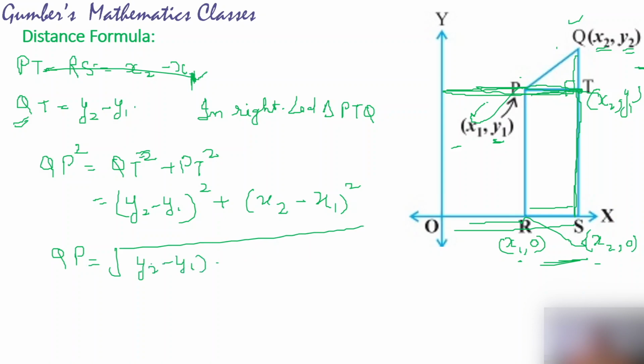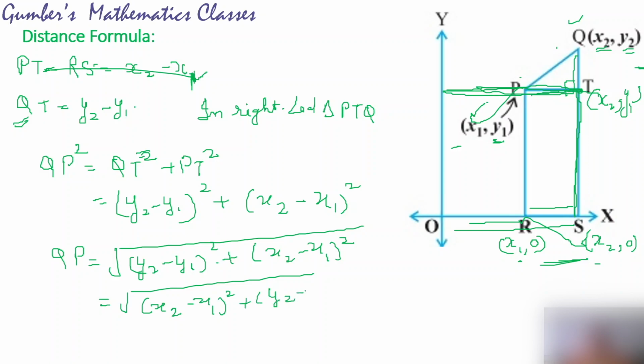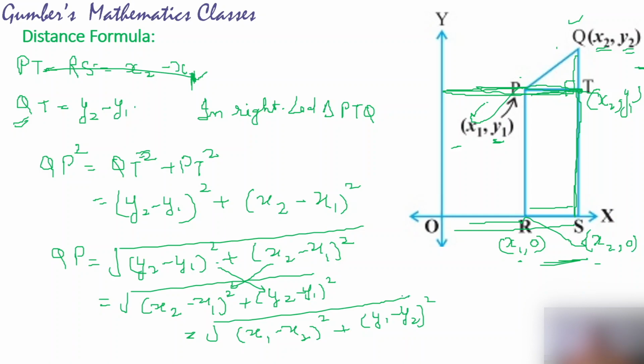y2 minus y1 whole square plus x2 minus x1 whole square, and this can be rewritten as we are habitual in writing x terms first, so we can write it as x2 minus x1 whole square plus y2 minus y1 whole square. Why can we write this? Because addition is commutative, we can exchange their orders. Second, you can write it this way also, now I am changing the places of 1 and 2: x1 minus x2 whole square plus y1 minus y2 whole square. Is it right? Yes, it is right.